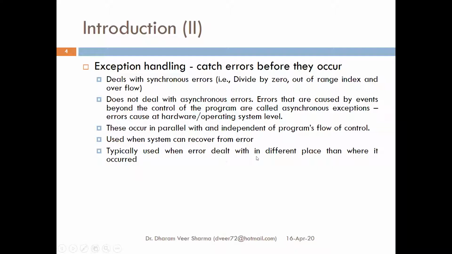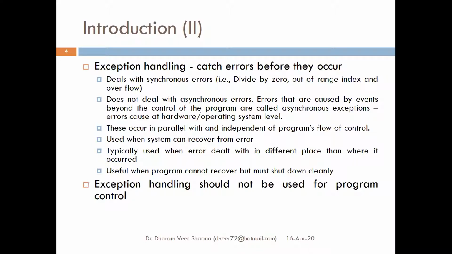Typically used when error is dealt with in a different place from where it occurred. As I told you earlier also, we move the code of error handling from the place of error occurrence. We move it to a separate block. That's how we handle exceptions. And then sometimes it may happen that an exception has caused something which cannot be recovered. But in that case, the program should exit or it should shut down very cleanly. If it has allocated some memory or some resources, then those should be freed before terminating the program.